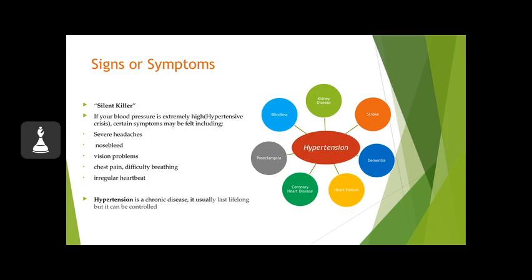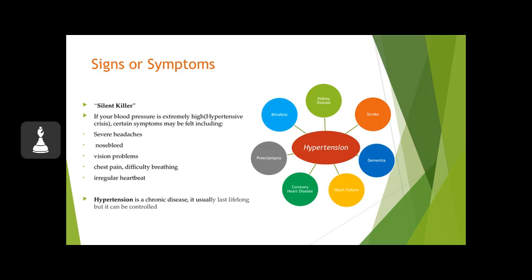Hypertension is a silent killer because it often has no warning signs or symptoms. If your blood pressure is extremely high, certain symptoms may be felt, including severe headaches, nosebleed, vision problems, chest pain, difficulty breathing, and irregular heartbeat, but these signs and symptoms are not specific. About 1 in 3 US adults are not aware that they have it. It can quietly damage your brain, heart, lungs, blood vessels, eyes, and kidneys if not controlled.